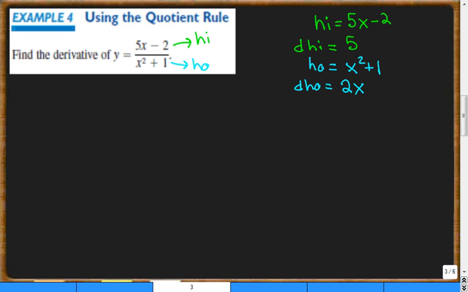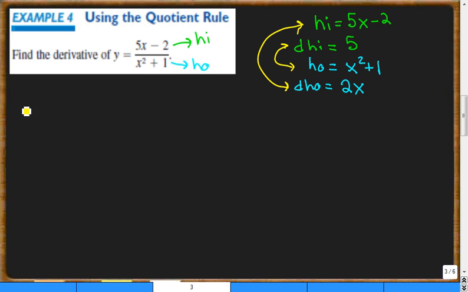Okay, so you remember our little jingle was ho d hi less hi d ho over ho ho. And then you divide by ho ho. The important thing is you start with ho, right? You start with ho, d hi. Start with the small one on the inside, and you end with the larger one. So we're going to go ahead and put these together.